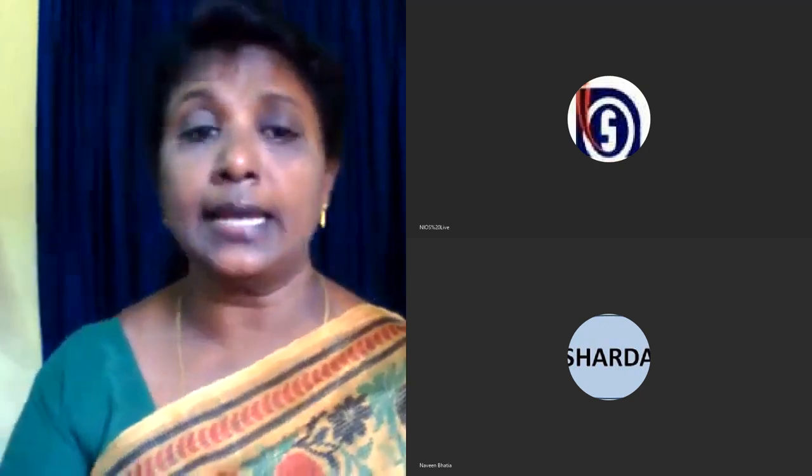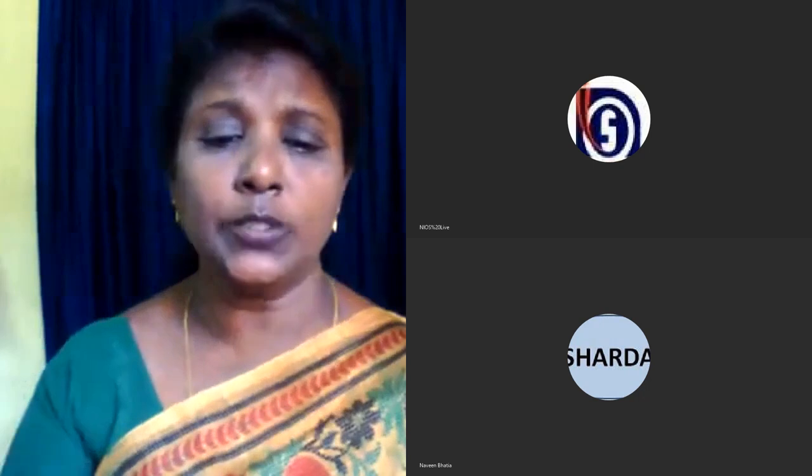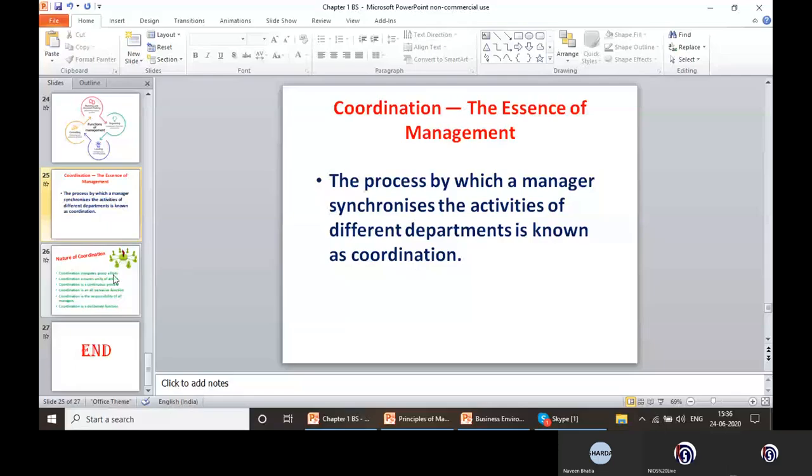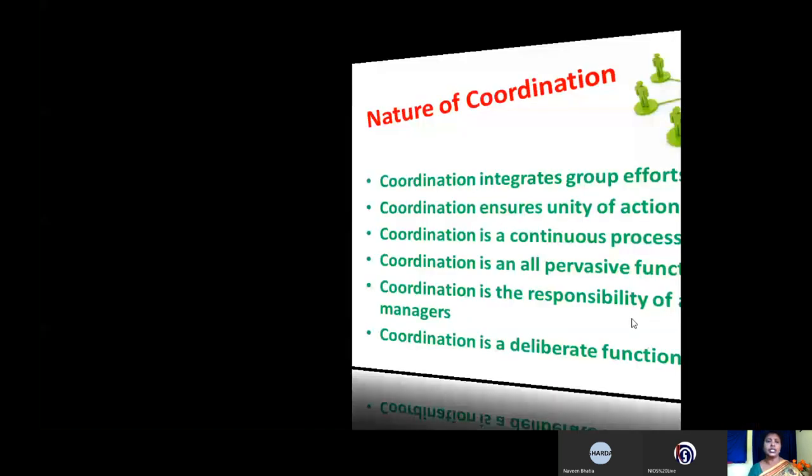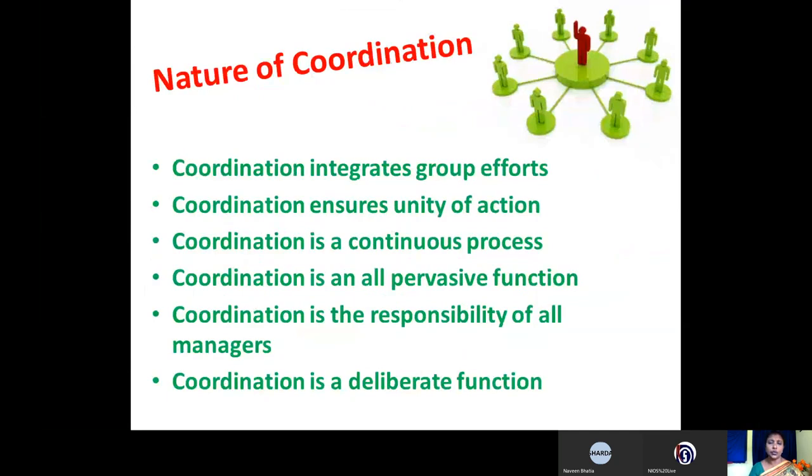So shall we quickly see the characteristics of coordination, students? For that, let us go to the slide. Yes, I'm sorry, the characteristics, which is the nature of coordination. The nature of coordination is that it integrates group efforts, and these groups are ensured that the action taken in the organization will also be unified, and there'll be unity in action. It's always a continuous process. You have to keep on doing it. It is an all-pervasive function, students, required at all levels, the top level, the middle level, the lower level, which is also called the supervisory level. And for all types of organizations, coordination is necessary. So I call coordination a pervasive function.